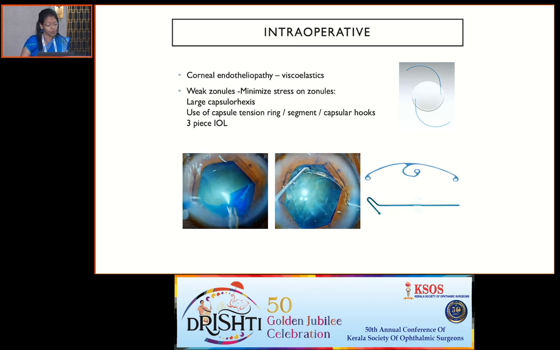Weak zonules are usually associated with this condition, so minimize the stress on zonules during all steps of the cataract surgery. Start with a larger capsulorhexis, use capsule tension rings, segments or capsular hooks depending upon the amount of pseudo-exfoliation and the zonular dialysis which you have, and use a 3-piece IOL. And again, it's better to go for the capture method or the IOL trap technique where you put the haptics onto the sulcus and you can place the optic within the rhexis margin.